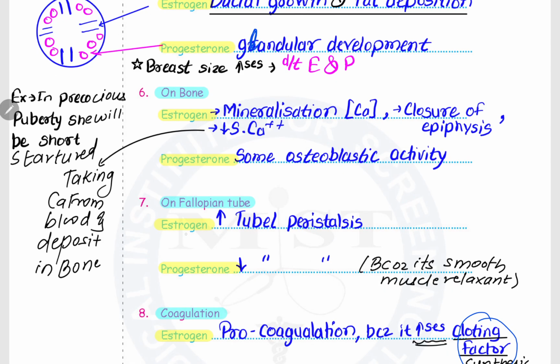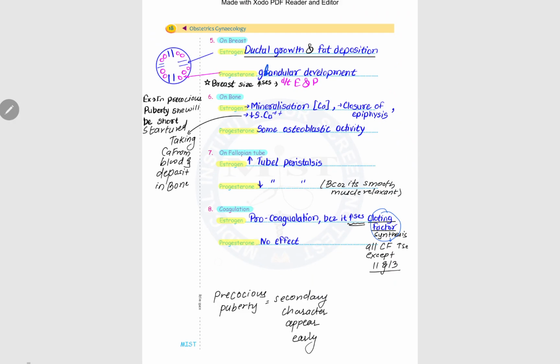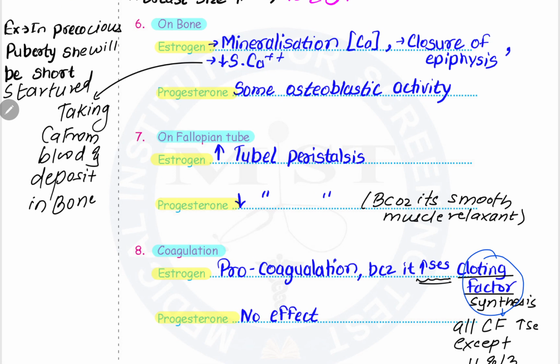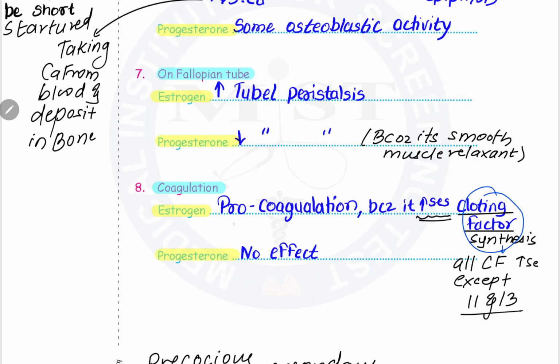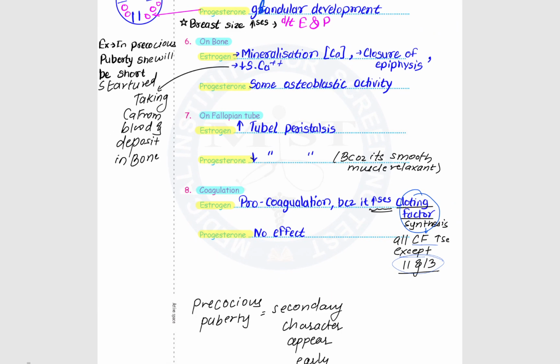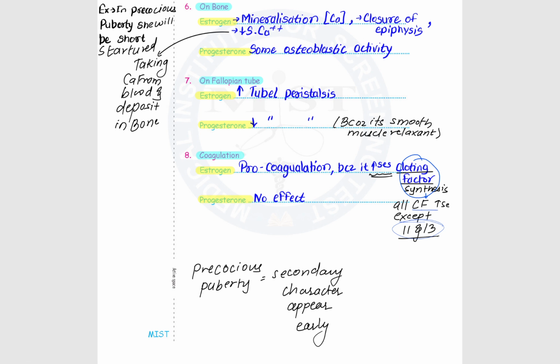Okay. On fallopian tubes, estrogen increases tubal peristalsis. Again, the tube function, duct function, all of these are for estrogen only. So tubal peristalsis is increased by estrogen. Also, you know that estrogen causes contraction in the myometrium as well, and progesterone was the one relaxing it. So progesterone is a smooth muscle relaxant, so it will cause relaxation, it will decrease tubal peristalsis. Coagulation: estrogen is procoagulant because it increases clotting factor synthesis. All clotting factors except 11 and 13 are increased by estrogen. Progesterone has no effect on coagulation.